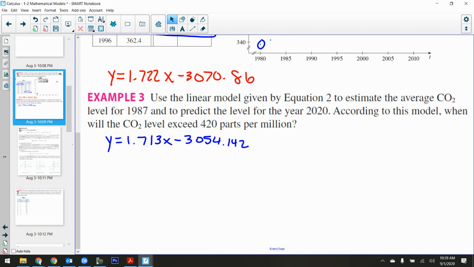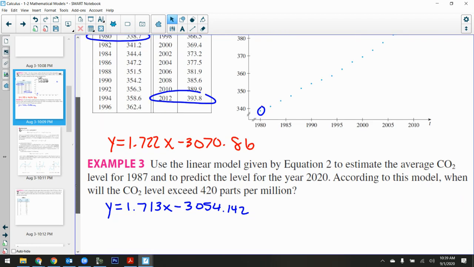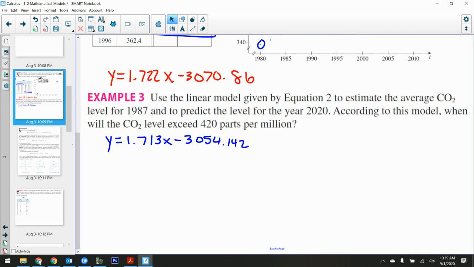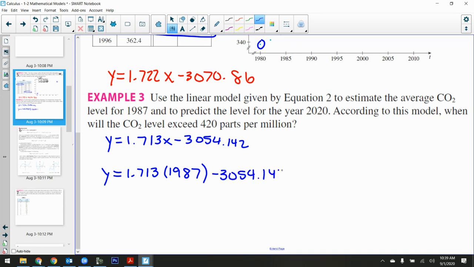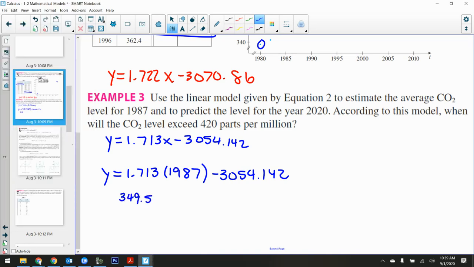The first thing I want to answer is the 1987 question. Figure out what it's going to be at 1987, because notice that it's not in our table, right? 1987 is not in our table. It jumps to even years. So all I have to do for 1987 is say y equals 1.713 times 1987 minus 3054.142. Okay? So 1.713 times 1987, close parenthesis, minus 3054.142 gives 349.59.